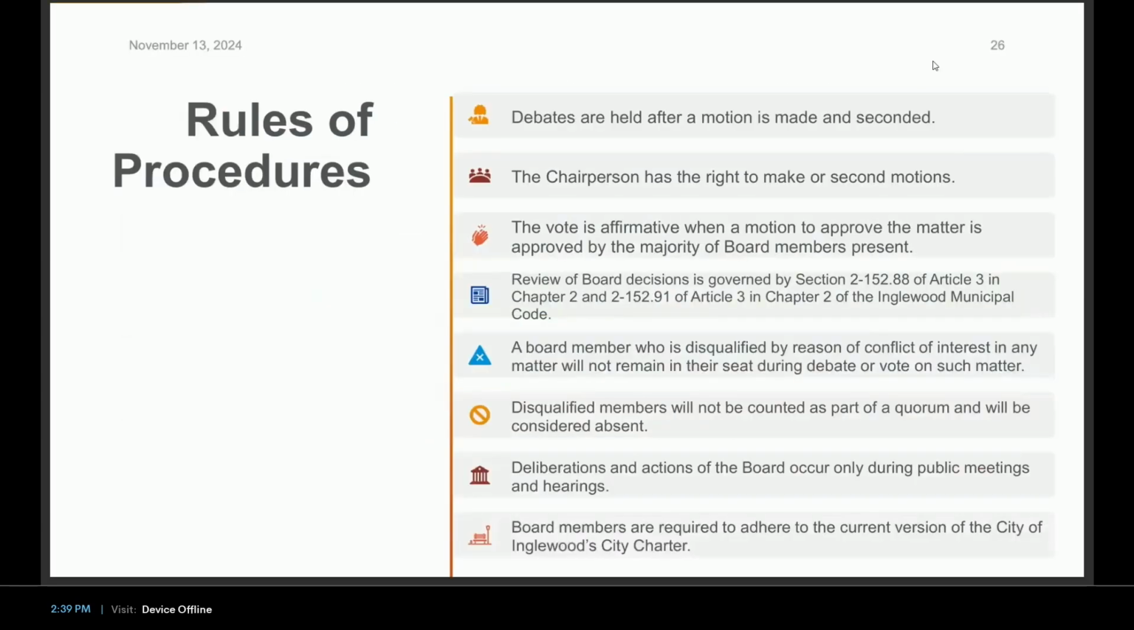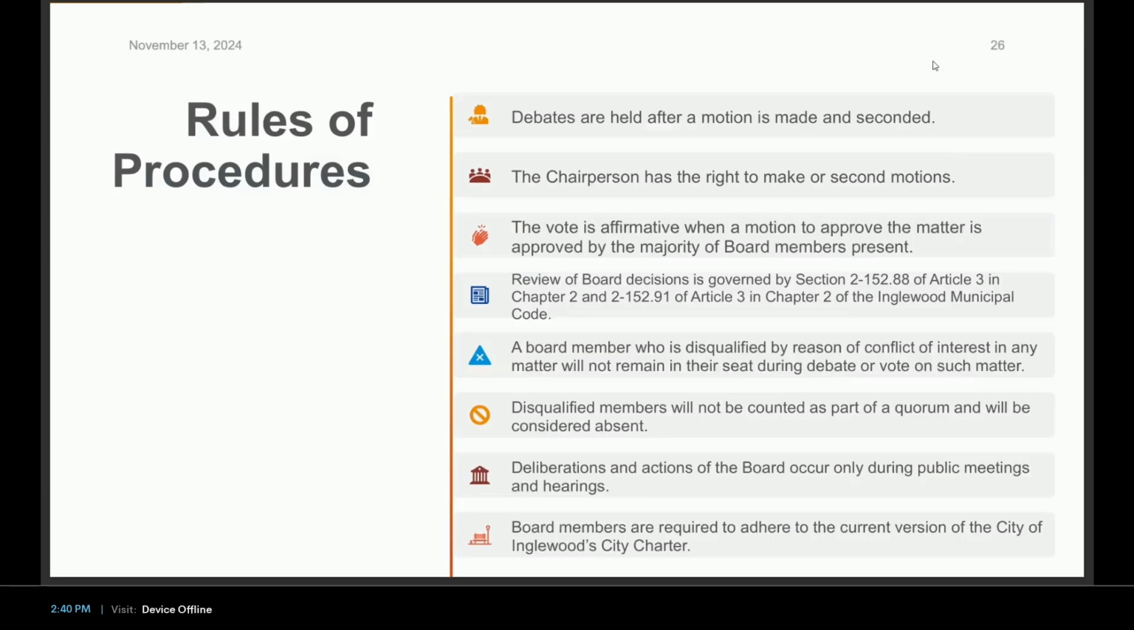And then this just kind of lays out your rules of procedure and talks about it again. Sometimes this gets confusing because usually you have to get a motion on the floor. And once the motion is made, that is when the debate occurs between the council members, or questions that you may have. So it's like, what is the motion before you? And then the ability to have dialogue after that motion occurs. And again, as I mentioned, the chairperson has the right to make or second a motion, which again is different from Robert's Rules of Order. Your vote is affirmative when a motion is approved for the board based upon the majority.